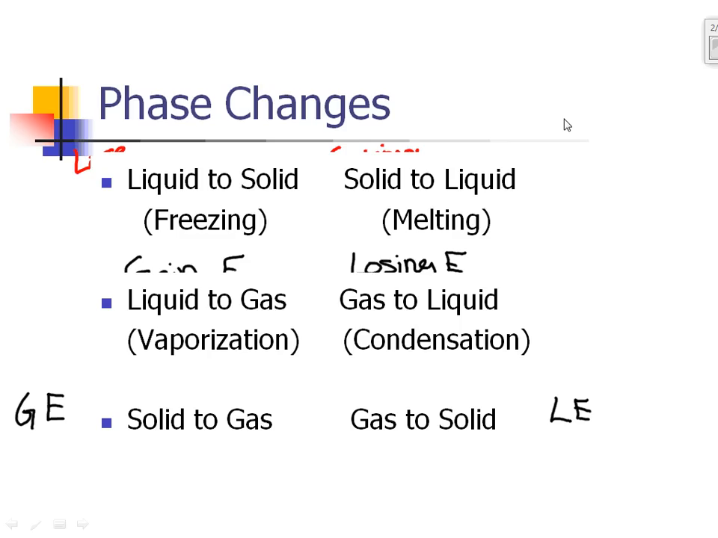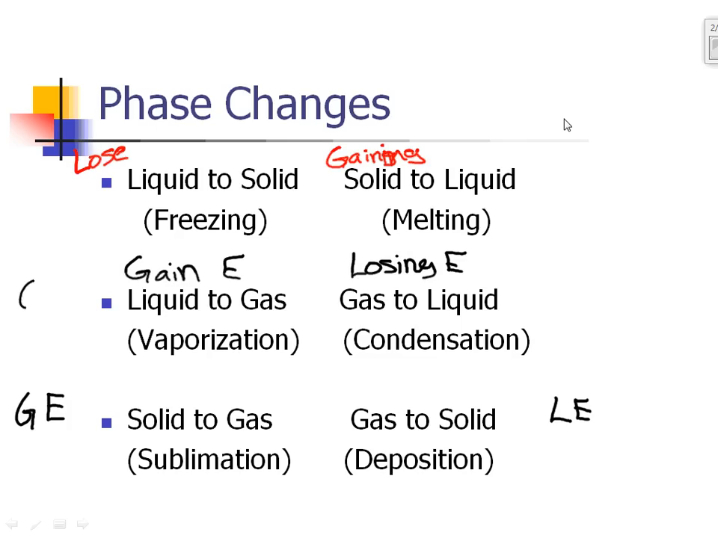So again, solid to gas is called sublimation. You might not know that. And deposition is the other way. So those are two that you probably are not as familiar with. So I'm just going to write along the edges. This is gaining energy. This one loses energy. On the other side, gains energy, loses energy. Remember with gaining and losing energy, it's about how much those particles are moving and things like that.